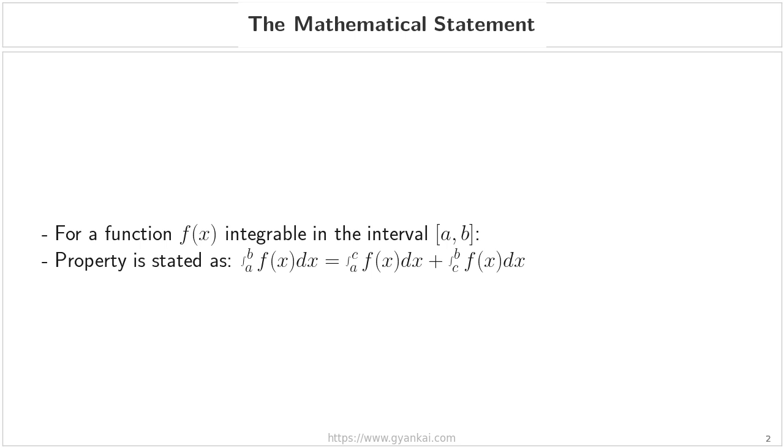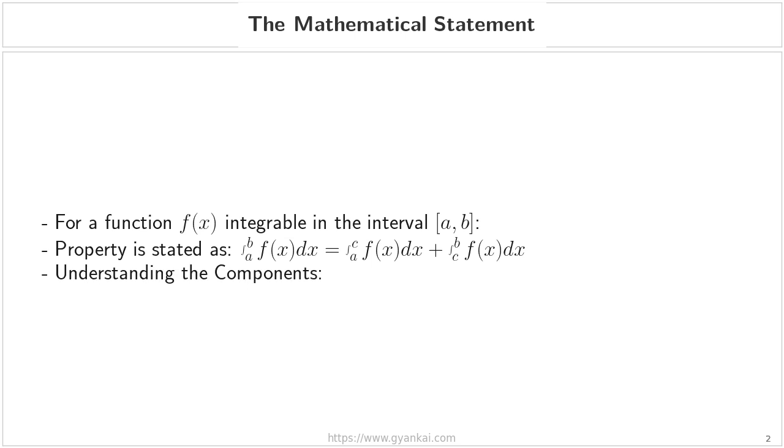Essentially, what this equation is saying is that the area under the curve of f of x from a to b can be found by adding together the area under the curve from a to some intermediate point c, and the area under the curve from c to b. Think of c as a point we choose within the interval from a to b to split it into two smaller intervals. Now, let's break down each component of this equation.